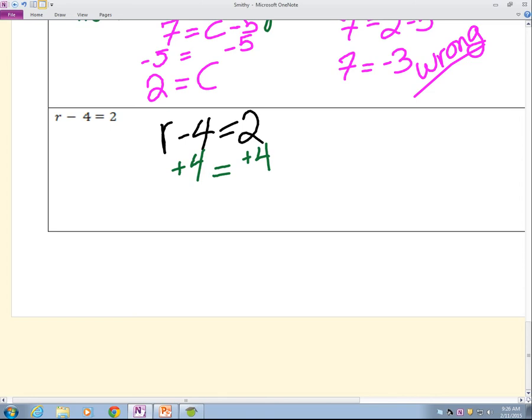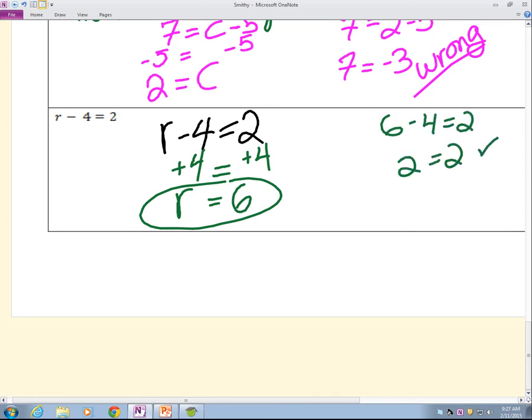Good. Yep, we have to add 4 to both sides because it's being taken away from 4. We want to get R by itself. We have the inverse operation of minus 4, which is plus 4. 4 plus 2 is 6. Let's check our answer. We have 6 minus 4, 2 equals 2, and that checks out.